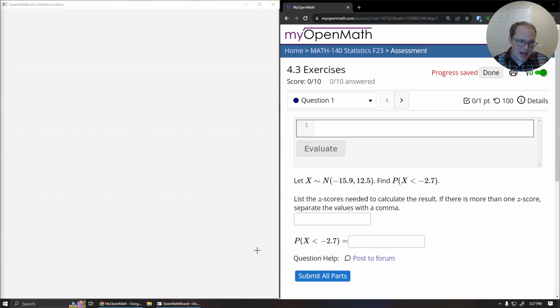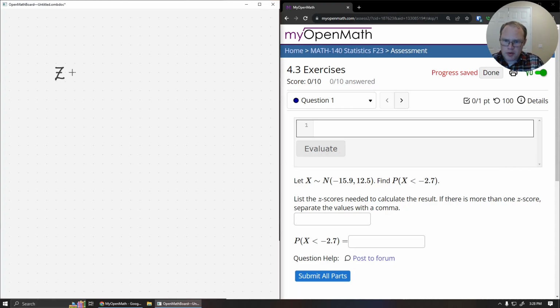In this example, we have a non-standard normal distribution with mean negative 15.9 and standard deviation 12.5. We want to find the probability that a randomly chosen x value will be less than negative 2.7. So since this is a non-standard normal distribution, we need to start off by finding the z-score associated with negative 2.7.